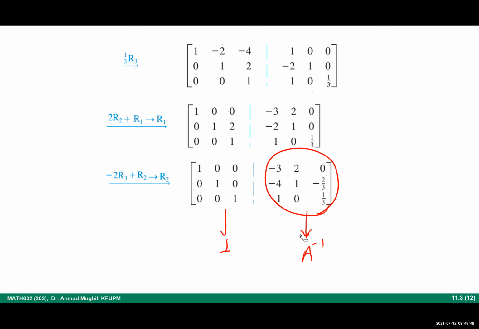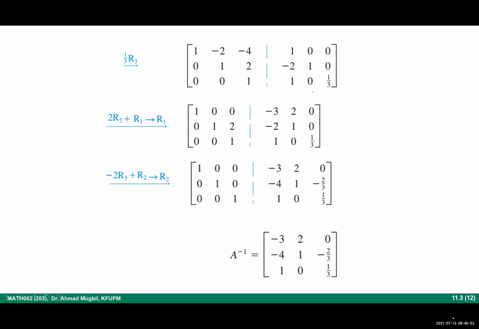Of course, you need to write at the end that this is the inverse. Notice, ya shabab, that we did the same steps of Gauss-Jordan elimination. Do you remember? We have Gaussian elimination and Gauss-Jordan elimination. Here we did the same for Gauss-Jordan elimination, but of course with a large matrix.